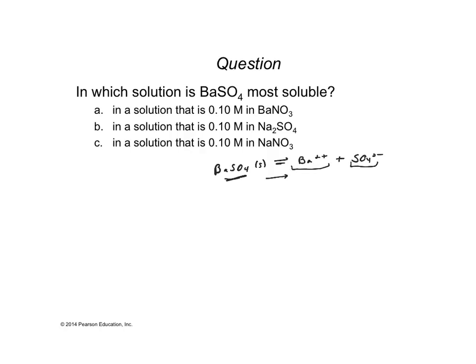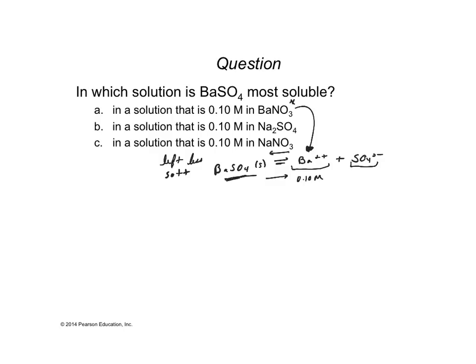So in the first solution, in A, we are doing this in the presence of 0.1 molar barium, which comes in the form of barium nitrate. So the presence of a common ion always pushes this equilibrium back to the left, meaning it's less soluble. Most of it stays as a solid, or more of it stays as a solid. So less soluble whenever we go back to the left. So this would not be good.